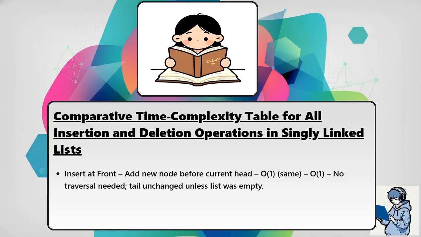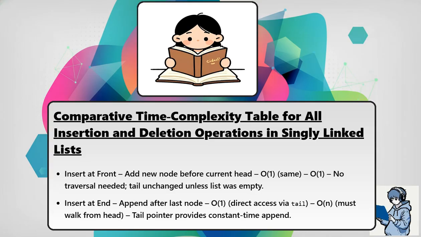Insert at front: add new node before current head, big O of 1 with or without tail, no traversal needed. Tail unchanged unless list was empty. Insert at end: append after last node, big O of 1 with direct access via tail, big O of n without, must walk from head. Tail pointer provides constant time append.